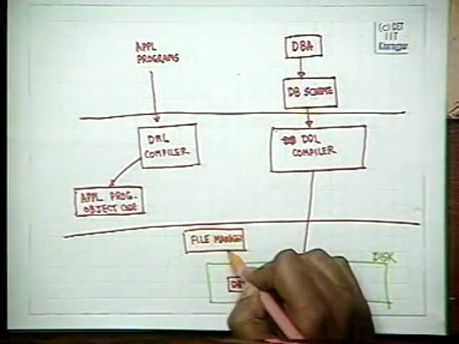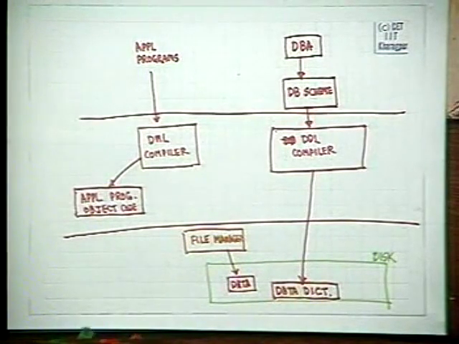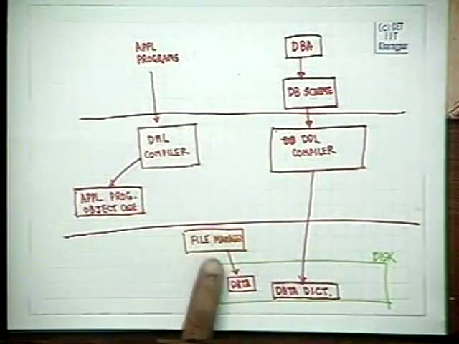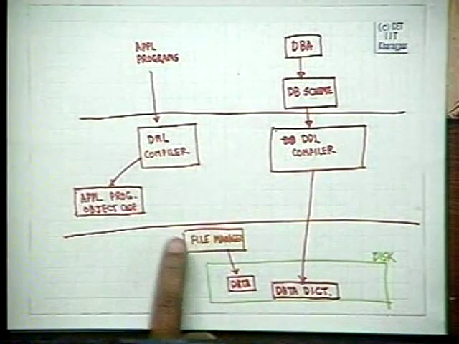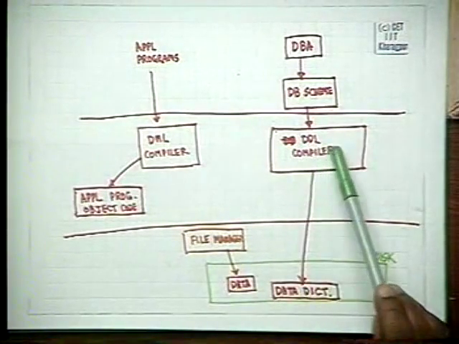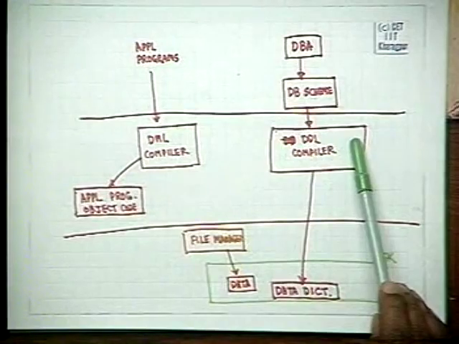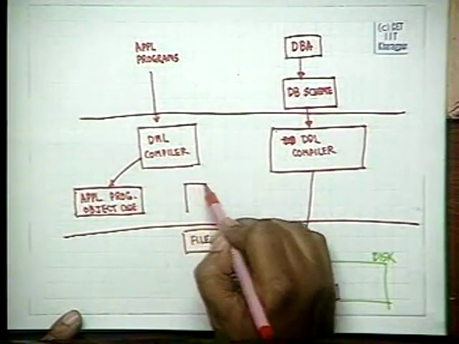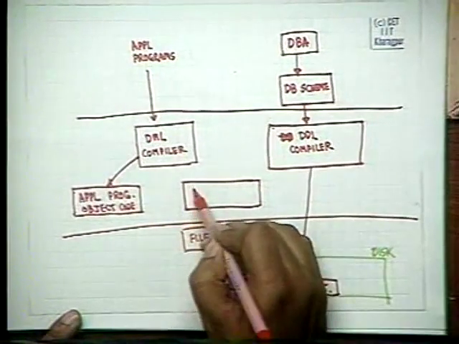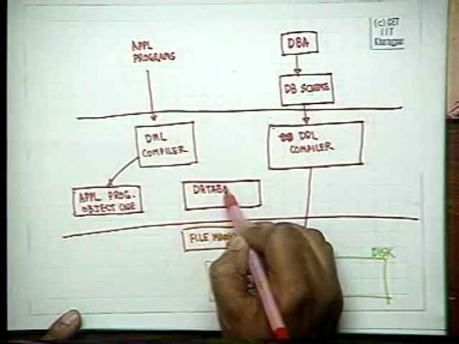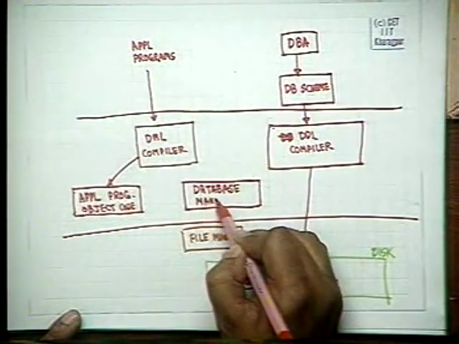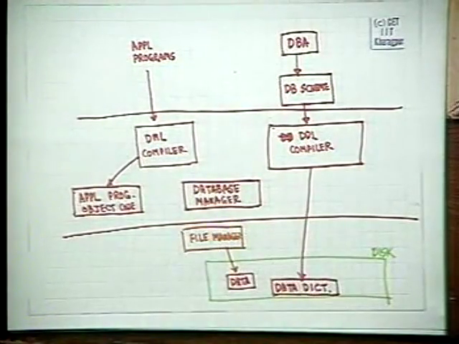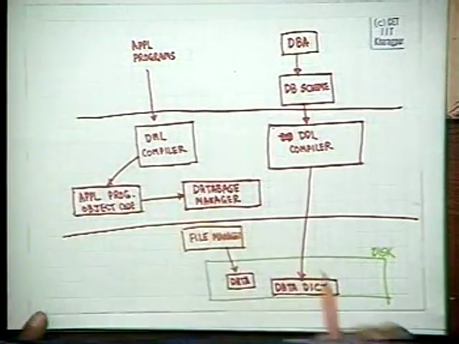What does a file manager allow you? The file manager allows you access to data, and the files are accessed through read, write and all these operations provided by the operating system. Now, they must know which data to access. This data will depend on the way the data is stored and defined. So this accessing of the whole data is controlled by what is called a database manager. So all application programs interact with the database manager.